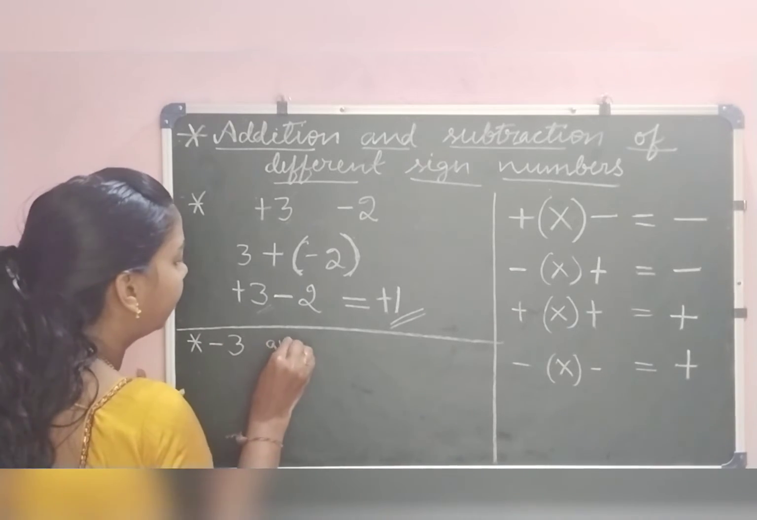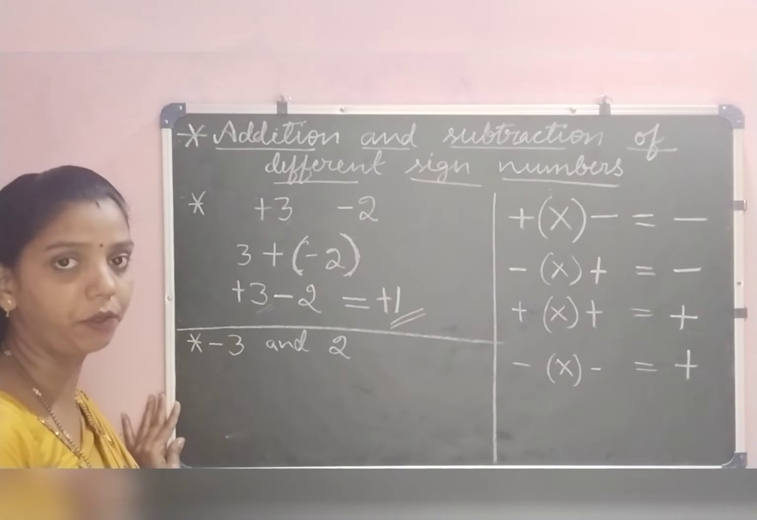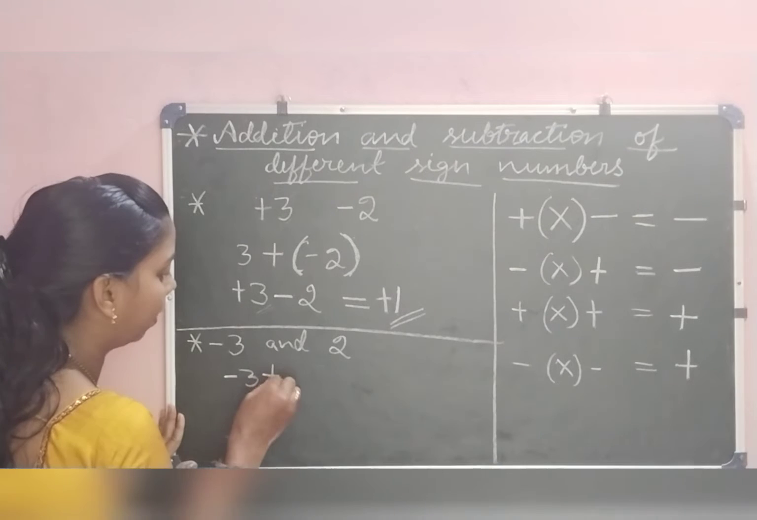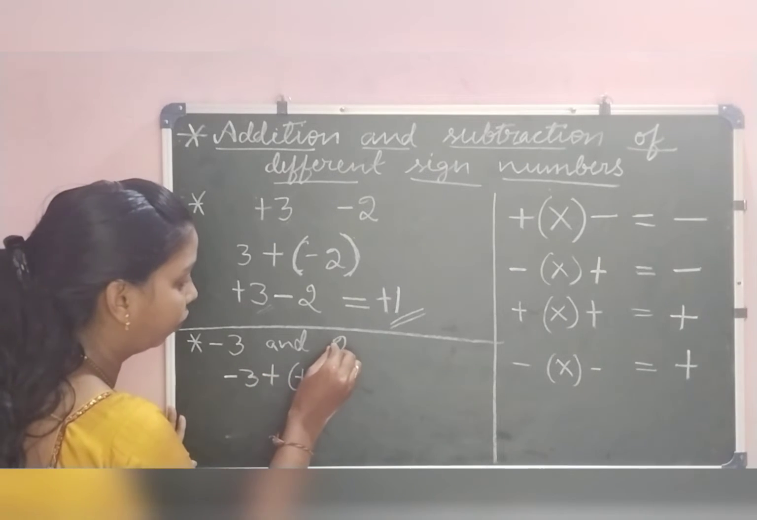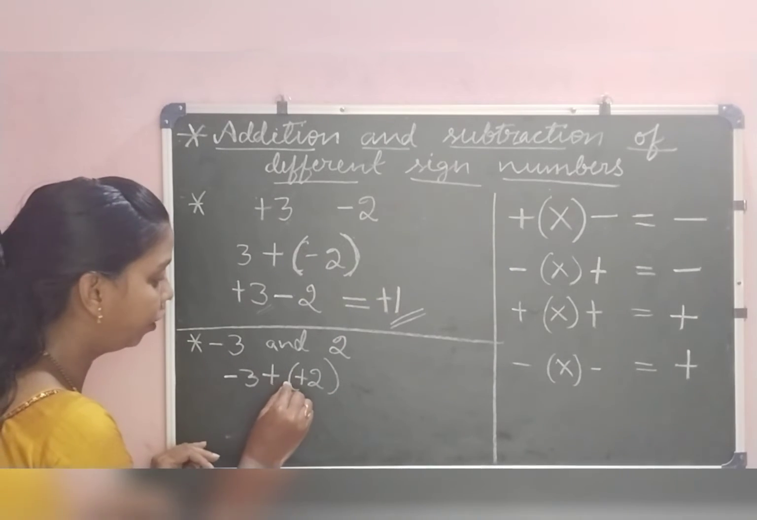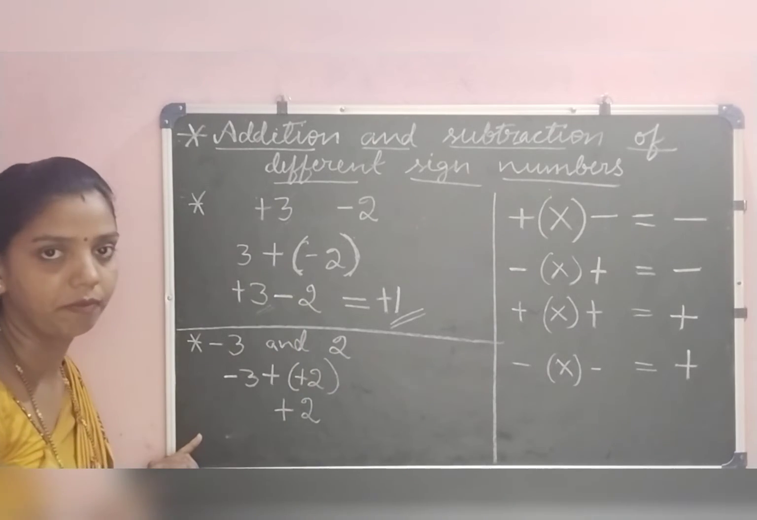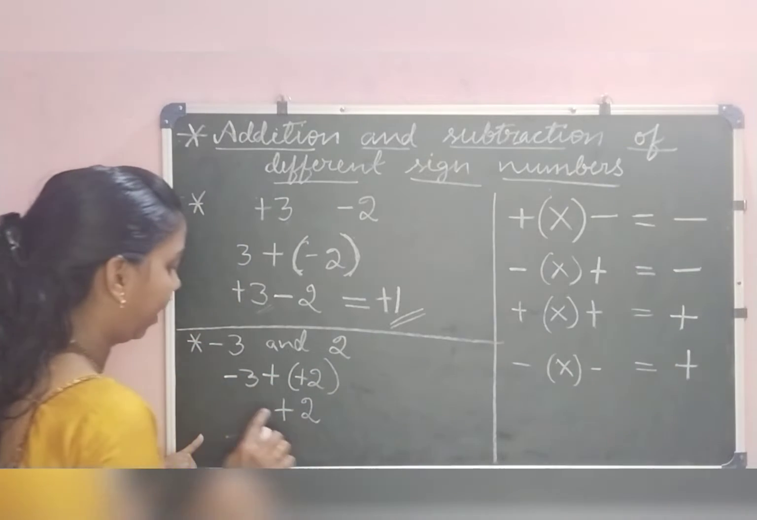Suppose I consider one more example, -3 and +2. Here, same concept: -3 plus, and the other is plus, and you know the sign of 2; whether I write it or not, it is plus only. So plus into plus is plus, +2. That's why I write 2 here.